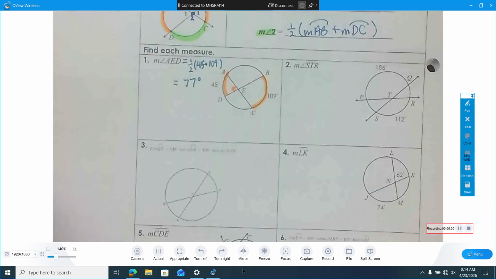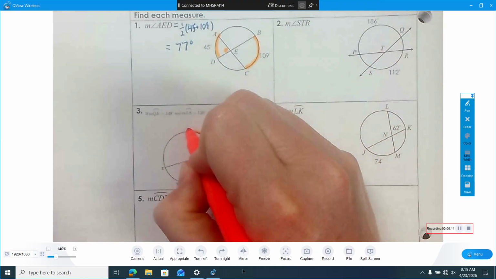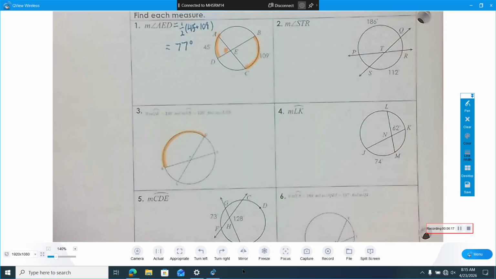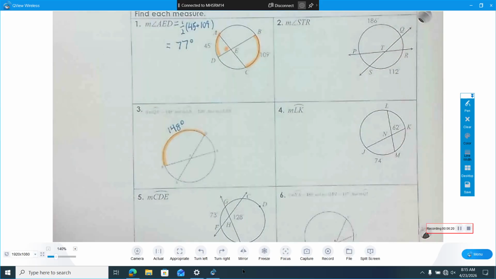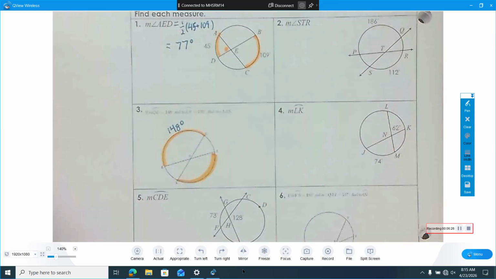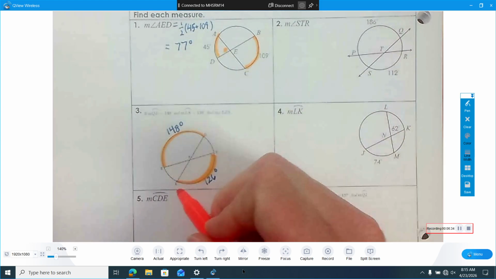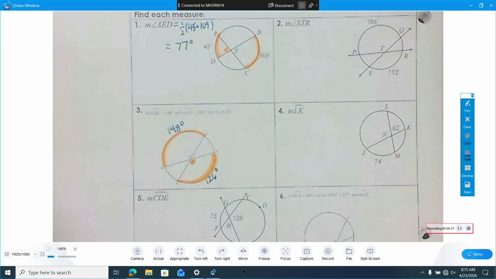Let's look down at number 3. This is one from Delta Math. That's why it's very small, because I have to shrink it. Okay, so it says the measure of arc QE, so arc QE is right here, is 148 degrees. And the measure of arc LS is right here. It's 126 degrees. And it wants us to find the measure of angle LZS. LZS is this angle right here that I put a little dot in between.